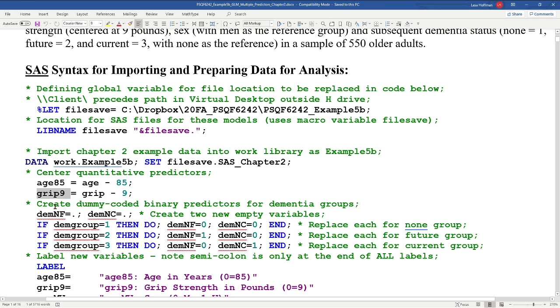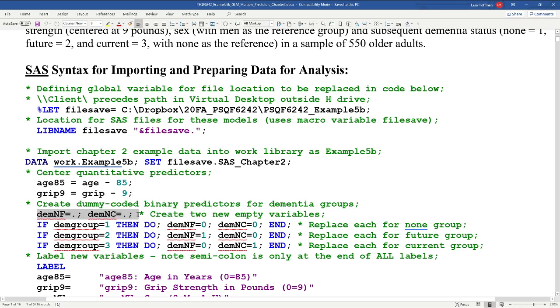So the new name goes before the equal sign. The old column that information is coming from goes after the equal sign, and then we subtract the constant that we want to become the new 0 point for this variable. And of course, each transformation ends in the very important semicolon that the SAS language relies on quite heavily.